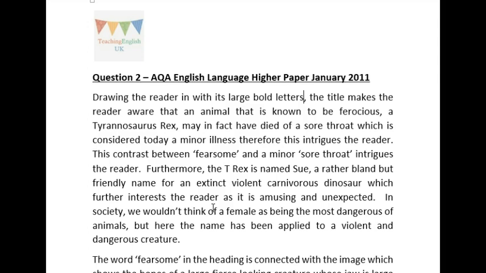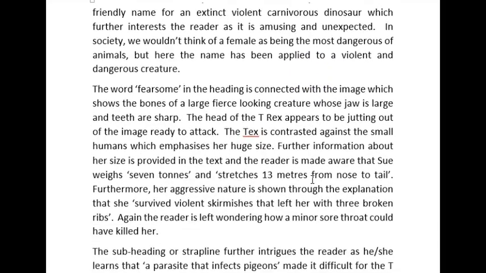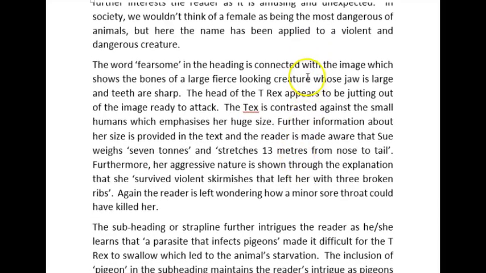In society, we wouldn't think of a female as being the most dangerous of animals, but here the name has been applied to a violent and dangerous creature. The word fearsome in the heading is connected with the image, and this is when you're starting to show the links, which shows the bones of a large, fierce-looking creature whose jaw is large and teeth are sharp. The head of the T-Rex appears to be jutting out of the image, ready to attack.